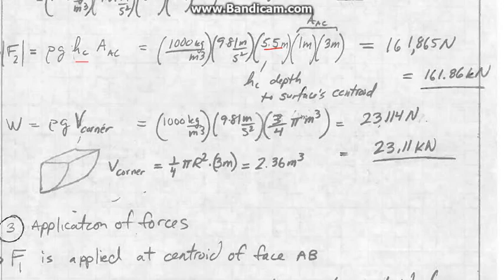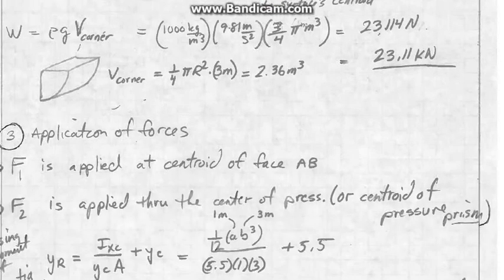And then the weight of the water is just the volume of the corner times rho g. And so the volume there is 3/4 times pi, which is the volume of 1/4 of that cylinder. So that's not as much, it's about 23 kilonewtons. And that makes sense because that's just a small chunk of water compared to the pressure on the side and the weight of all that water above it.